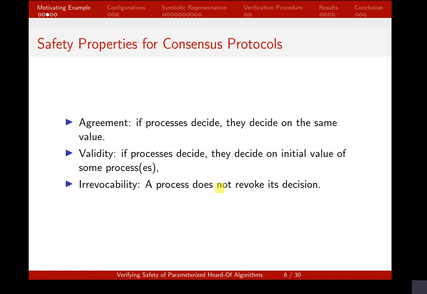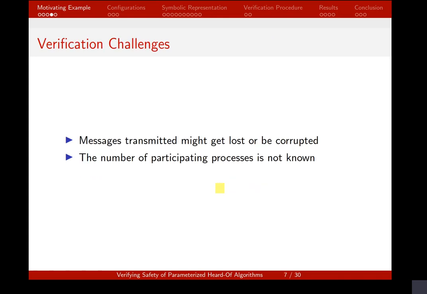We take these algorithms in the herd-of model and we can verify safety properties for them. I should mention that we do not verify liveness for these algorithms. Safety properties for consensus protocols can be as follows. Agreement, which means if processes decide, they decide on the same value. Validity, which means if processes decide, they decide an initial value of some process. And last but not least, irrevocability means a process does not revoke its decision.